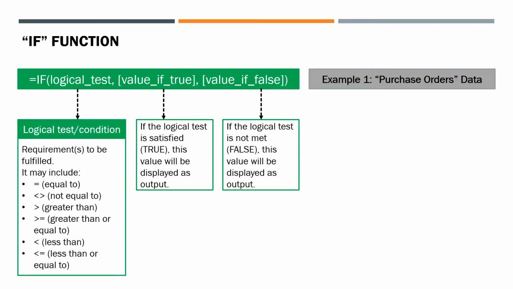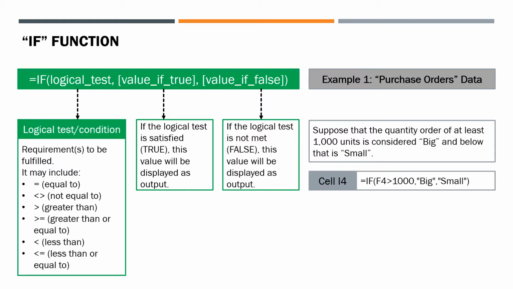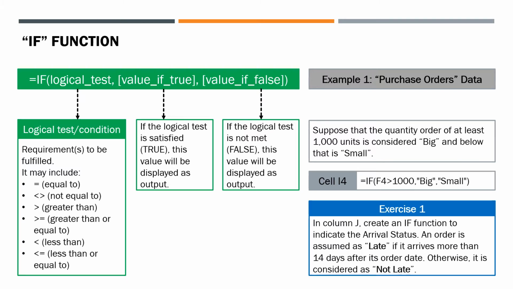For instance, you open the purchase order data and suppose that an order quantity of at least 1000 units is considered big and below that is small. And we can use this formula, and I will show you after this slide how to use the IF function. And this is your homework. In exercise 1, please do this exercise.